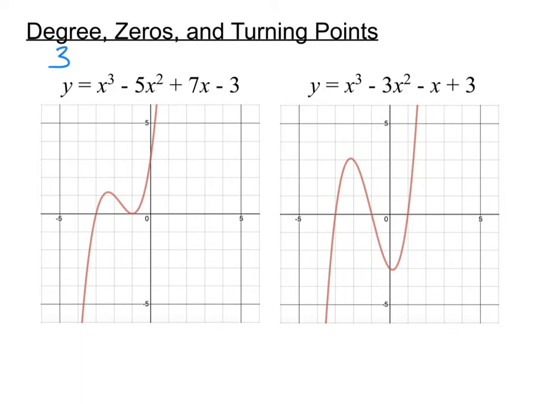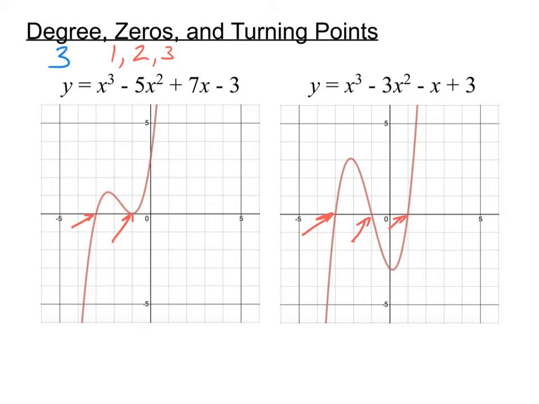So in our second graph here, how many zeros are there? Well, we got a zero here and we have a zero here, that is x-intercepts. And so that one has two zeros. Whereas our other graph here has three zeros. And remember from our first one we did, we saw that one had one zero. So we've seen that a cubic could have one, two, or three zeros.